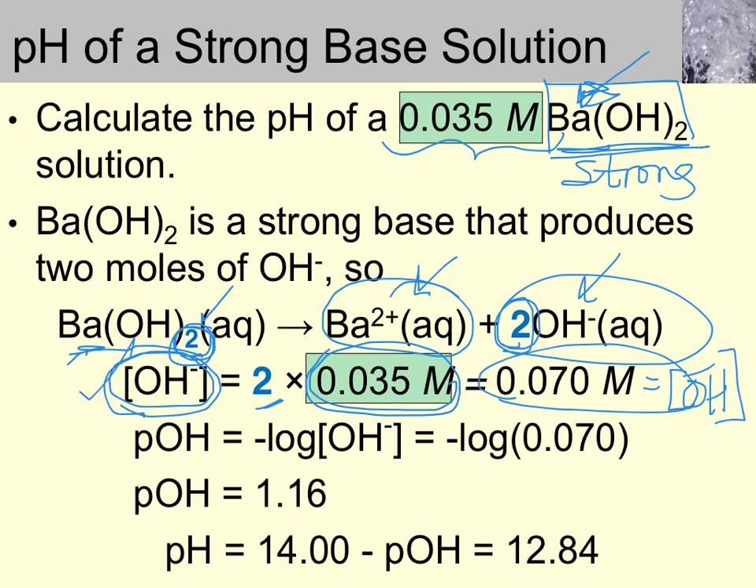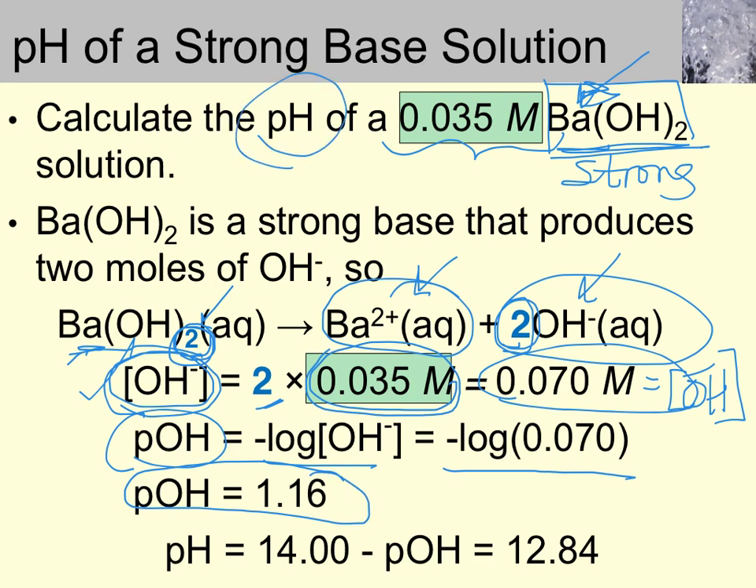So it asks for pH. I'm going to go ahead and take pOH first. pOH is minus log of the hydroxide concentration, which is minus log of 0.070. pOH is 1.16, but the problem asked us for pH. So now you have to remember the relationship between pH and pOH. They have to add together to give you 14, so the pH equals 12.84, which is a basic solution as you would expect because you added a base.